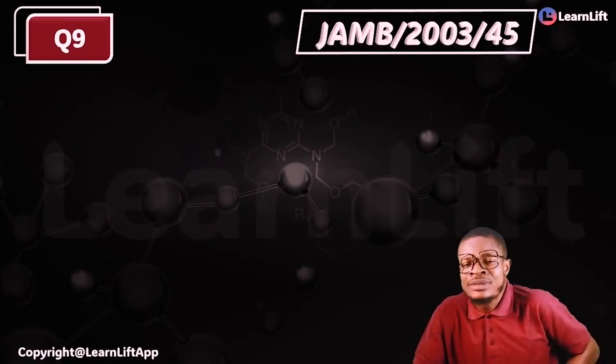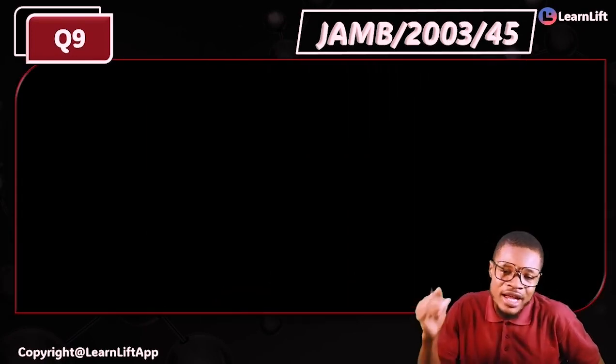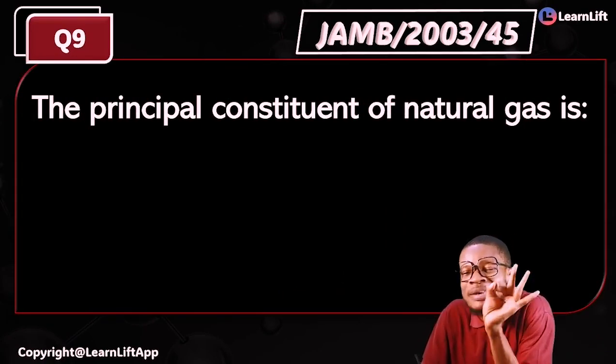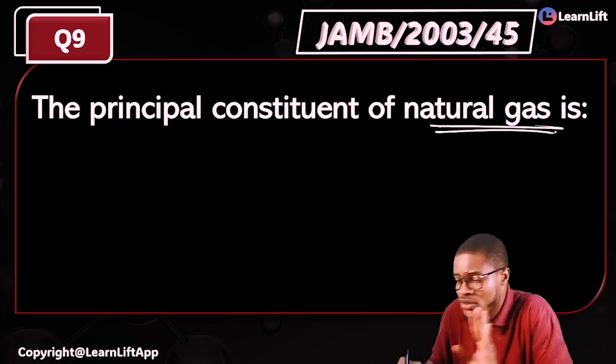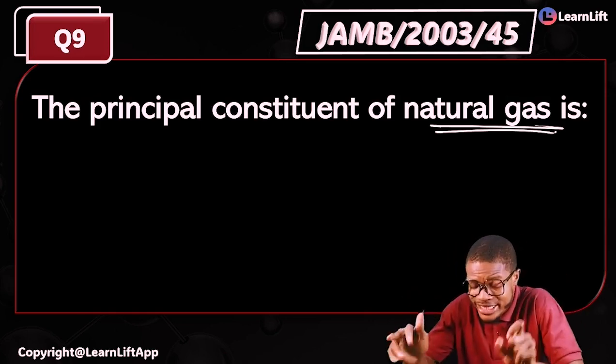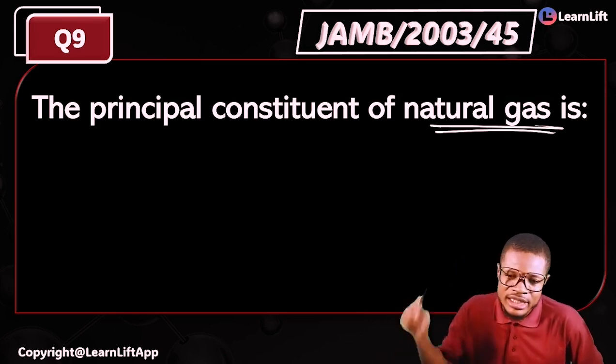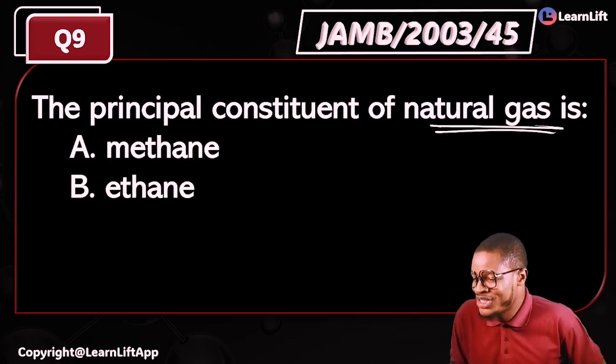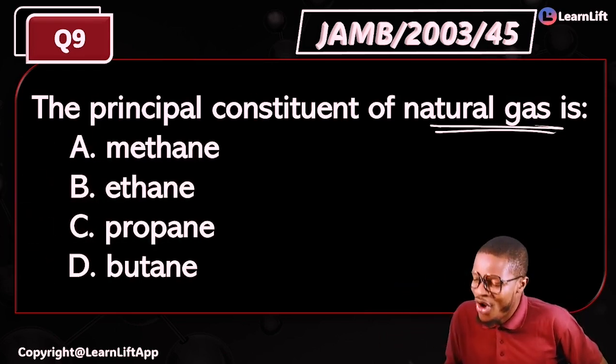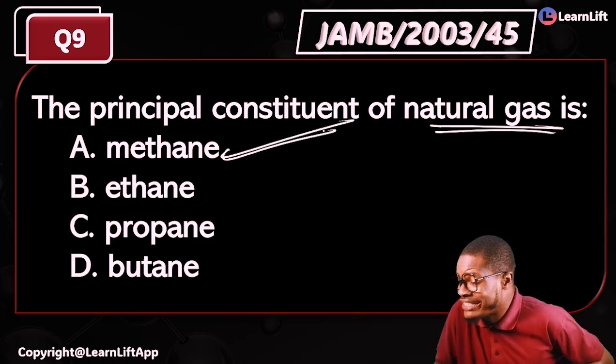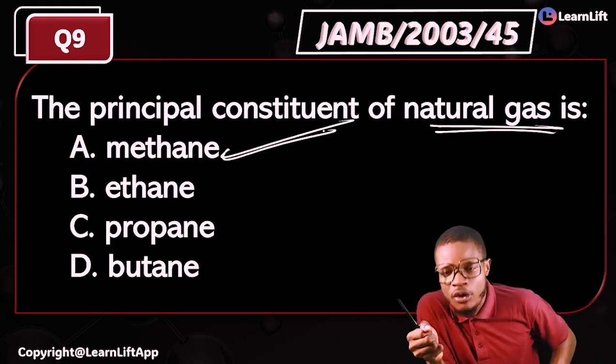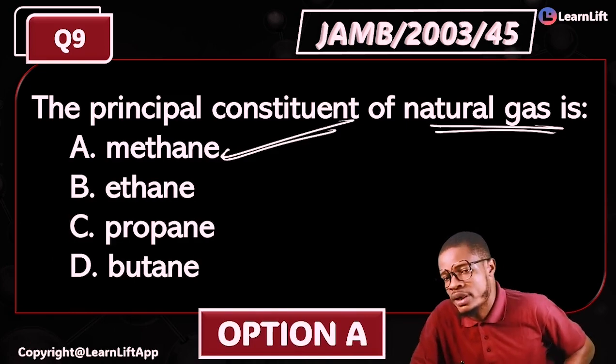Let's not talk much. Answer this question for me. JAMB 2003 question 45. The question says, the principal constituent of natural gas. The chief constituent of natural gas, what is it? Is it your methane, or your ethane, or your propane, or your butane? What is the answer? Methane is the chief source of natural gas. Option A is the correct answer.